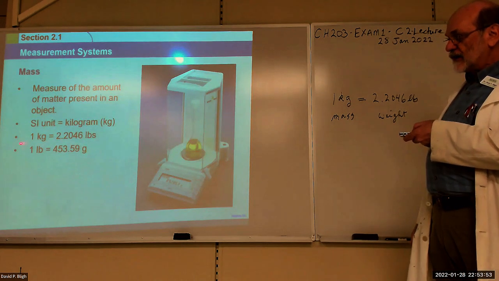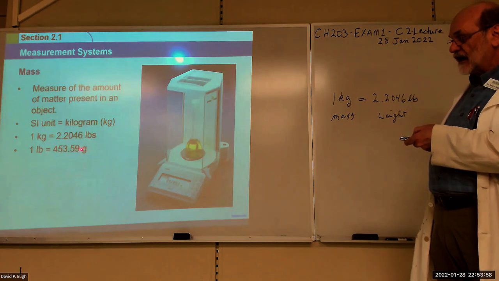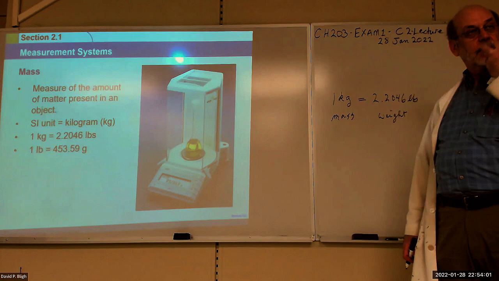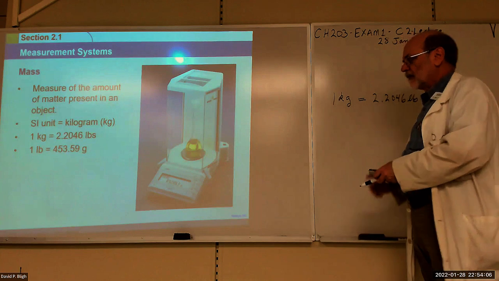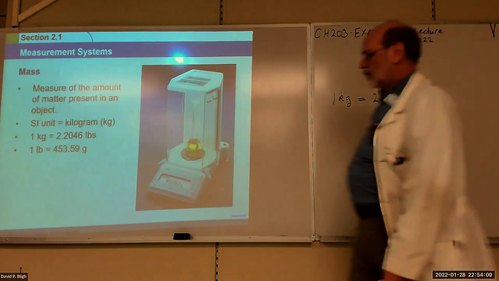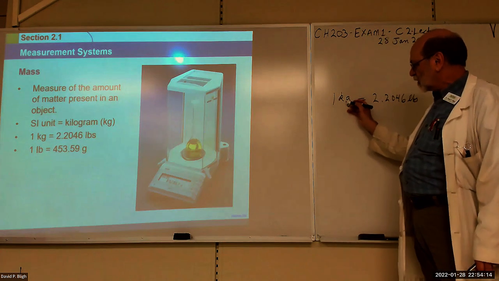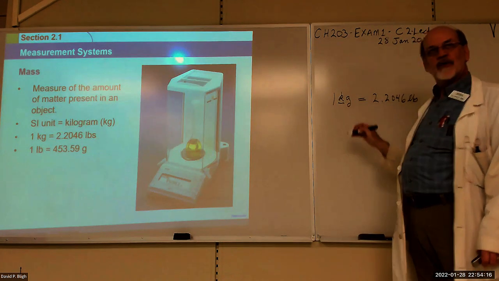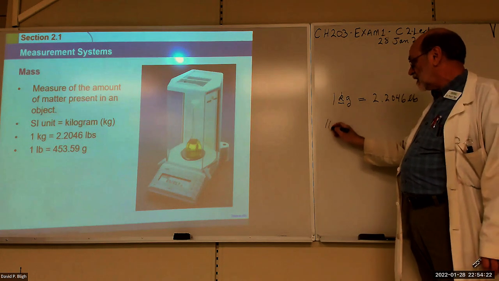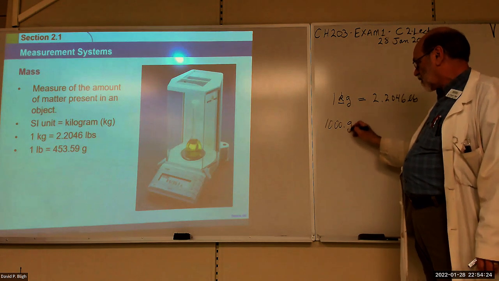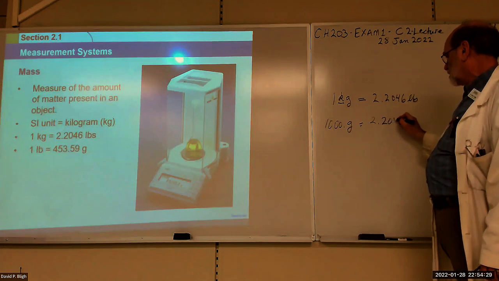So what have we done here? We've got the force here, pounds, and now we've got grams instead of kilograms. If we're going to have grams here instead of kilograms, how many grams is that? Well, look at the prefix. What's that prefix equal to? 1,000. So 1 times 1,000 is 1,000 grams. It is equal to this many pounds.